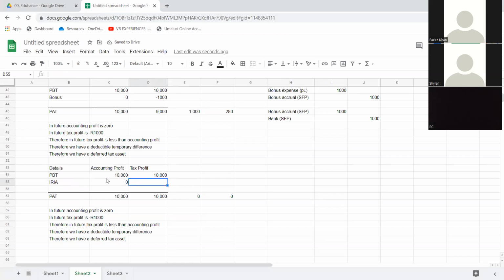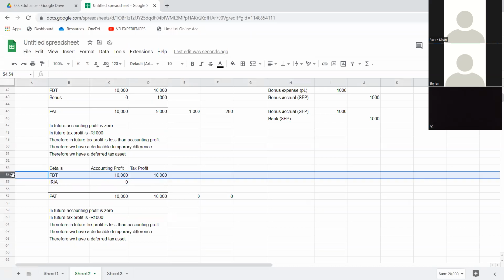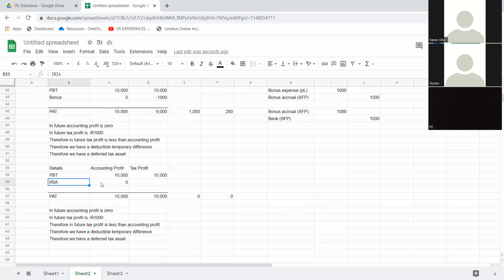So, before tax, 10,000 Rand. We're just using that as a base. You don't have to use it as a base. You can ignore this line completely and just start over here, okay?